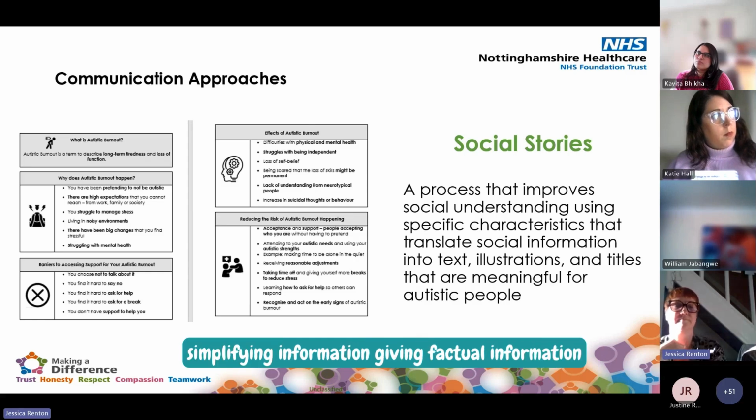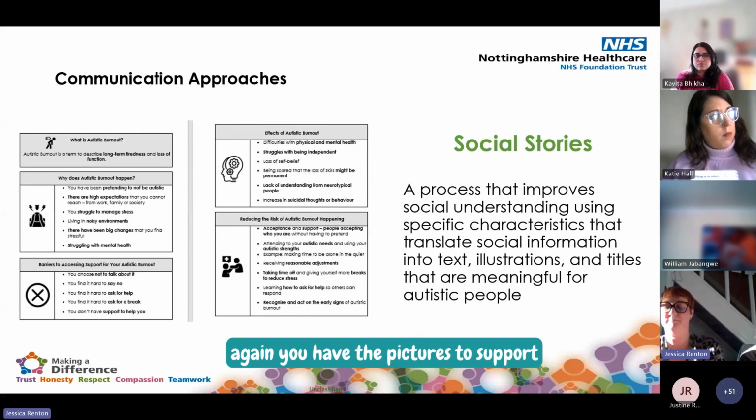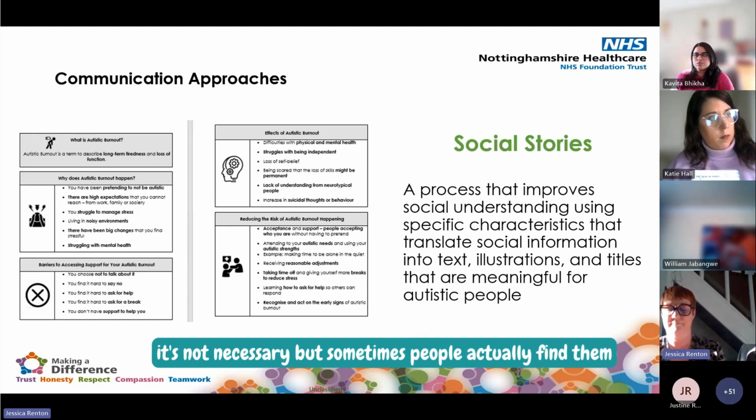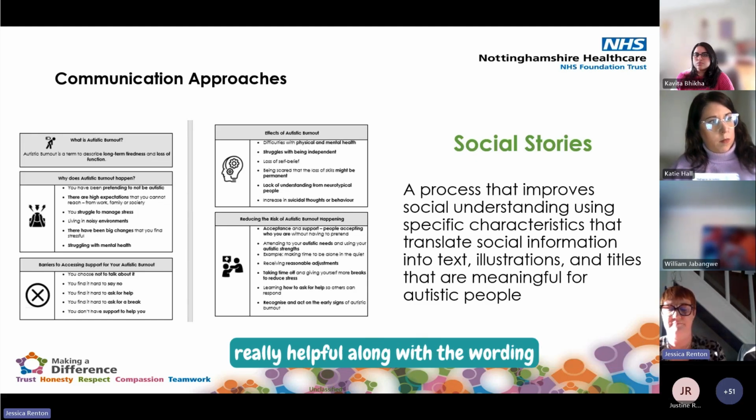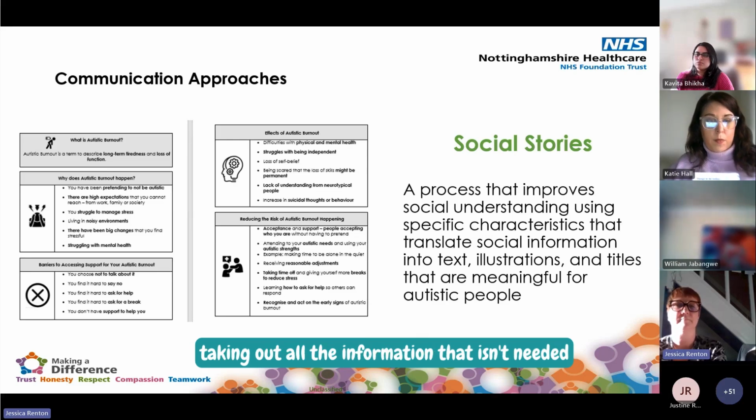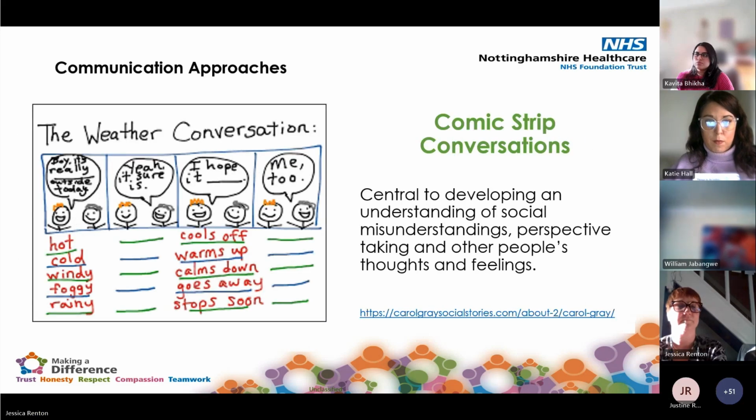It's about simplifying information and giving factual information. Again, you have the pictures to support the written or spoken words. You don't have to have the pictures. It's not necessary, but sometimes people actually find them really helpful along with the wording. And again, it's giving the key information and taking out all the information that isn't needed.